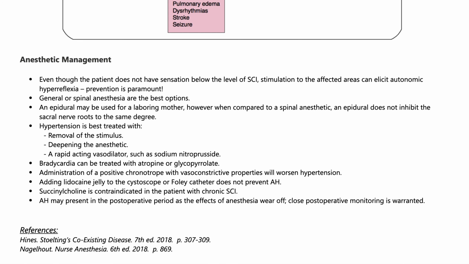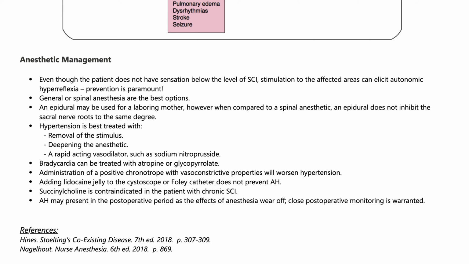Regarding anesthetic management, even though the patient does not have sensation below the level of the spinal cord injury, stimulation to the affected areas can elicit autonomic hyperreflexia, so prevention is paramount. General or spinal anesthesia are the best options. An epidural may be used for the laboring mother. However, when compared to a spinal anesthetic, an epidural does not inhibit the sacral nerve roots to the same degree.